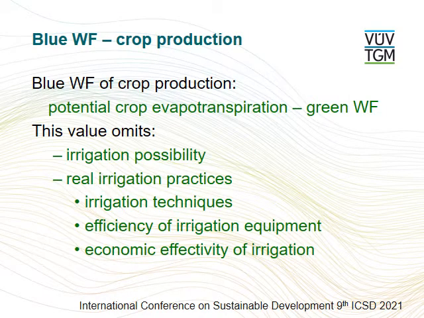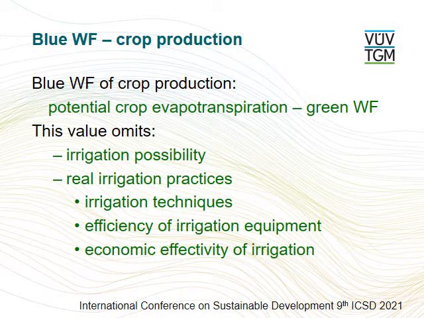Which limitation is connected to the blue water footprint sustainability assessment? The blue water footprint of crop production is calculated as the potential crop evapotranspiration minus effective precipitation. You very often get a positive value, but this value omits local conditions. For example, you don't have available water for irrigation, or you are unable to irrigate because of a lack of irrigation equipment on the field.